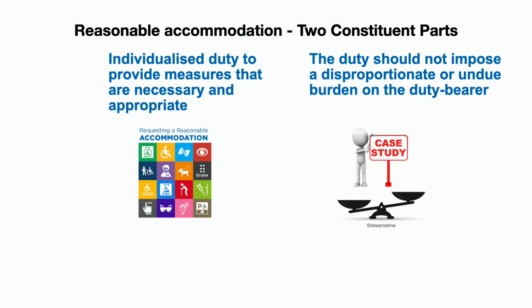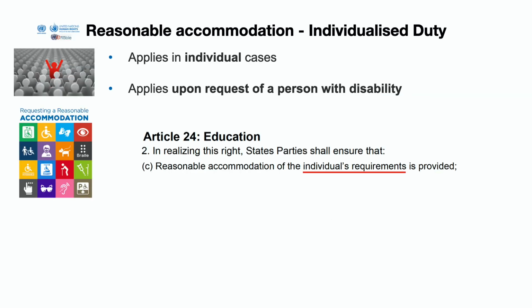The second part of the duty to provide reasonable accommodation provides that any required accommodation should not impose a disproportionate or undue burden on the duty bearer. The duty to provide reasonable accommodation is, in the main, an individualized duty in that it must respond to the specific circumstances of the individual disabled person as well as to the needs of the duty bearer concerned.